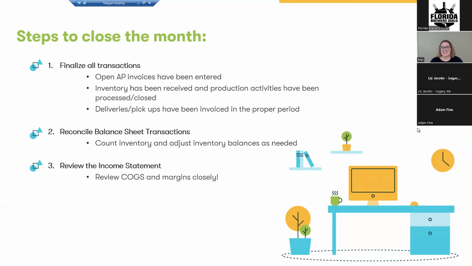And then any activity that needs to be processed related to production. So Ecos makes it pretty easy, but you just want to make sure the dates are accurate. And if you're keeping track of everything on a spreadsheet, then just making sure that you're recording all those inventory transactions in the month that they occurred.